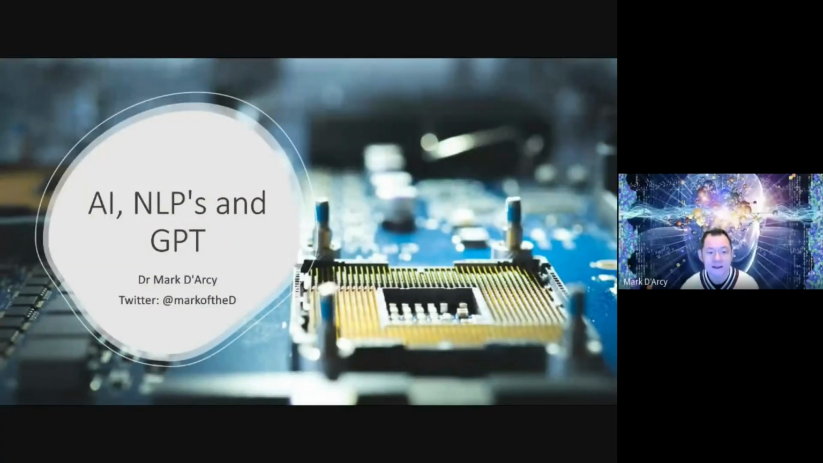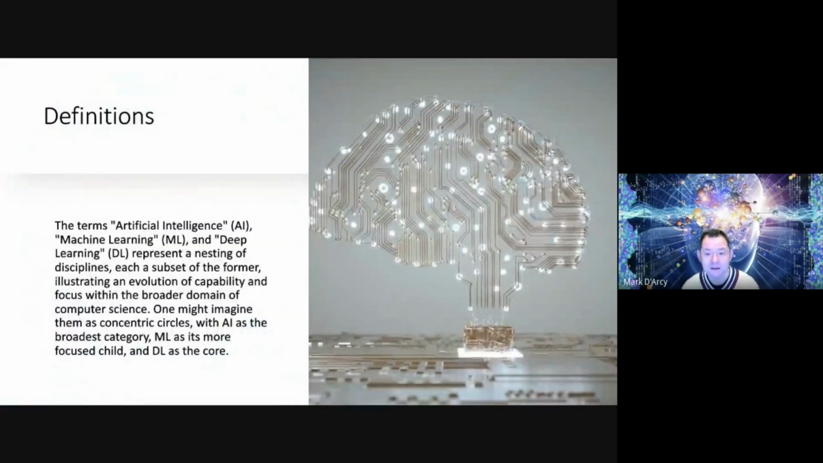So, AI, NLPs, and GPT. So let's start with some definitions. First of all, the terms artificial intelligence, machine learning, and deep learning represent a sort of nested set of disciplines, each a subset of the former. This illustrates an evolution of capability and focus within the broader domain of computer science. Basically, you can imagine these three categories as layers of an onion when it comes to artificial intelligence. So basically, AI is the broadest category. Machine learning is a more focused subcategory, and deep learning is the core.